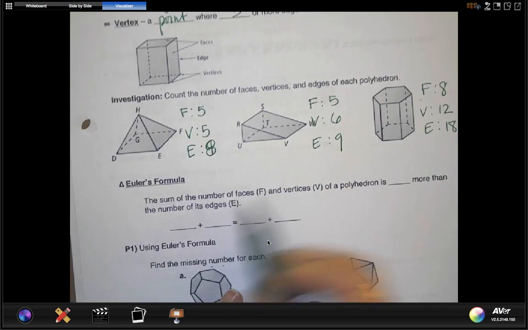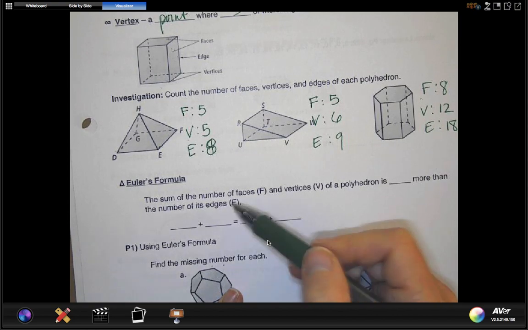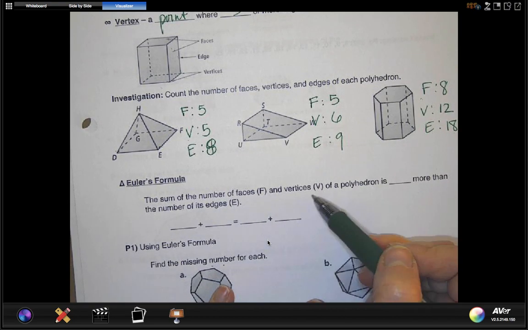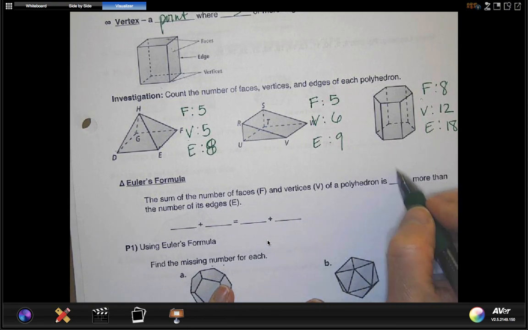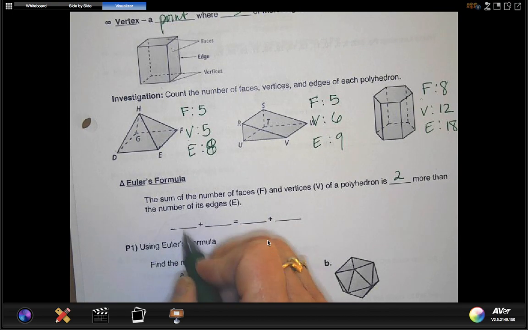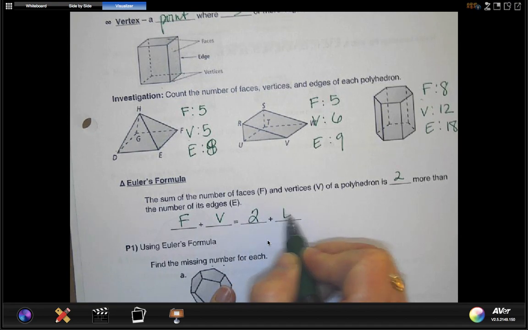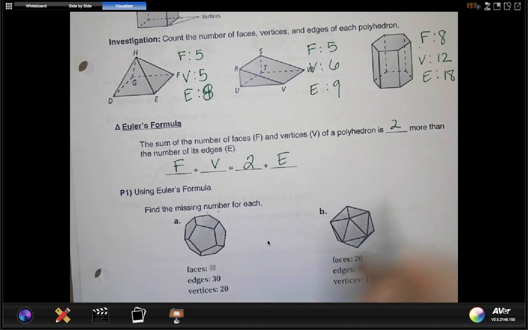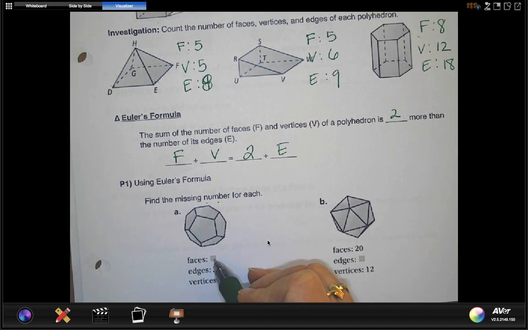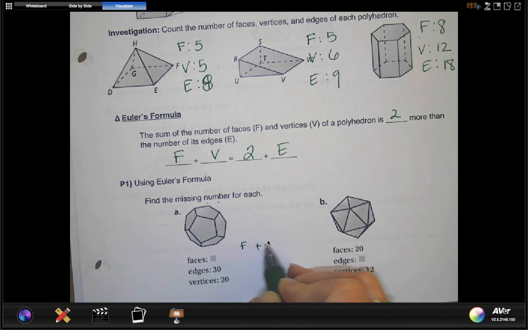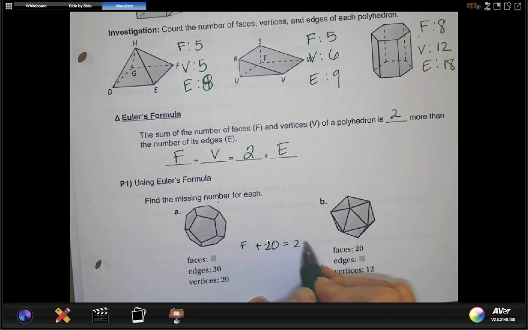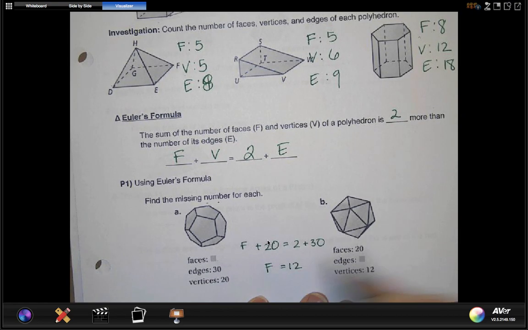So there is a relationship here. The sum of the number of faces and the vertices of the polyhedron is 2 more than the number of edges. So faces plus vertices equals 2 plus the number of edges. In this example right here, you want to find the faces. You know that you have 20 vertices and 30 edges. So I do the math here, and I end up with 12.